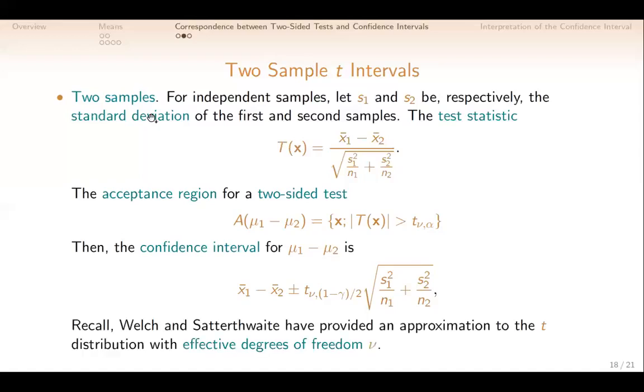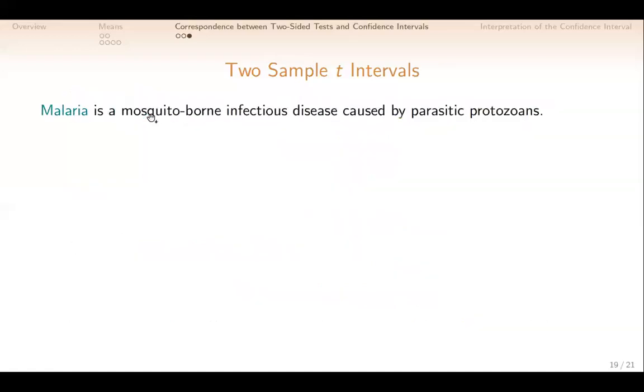Now recall that that statistic does not have exactly the t distribution, but Welch and Satterthwaite provided an approximation to the t distribution, and out of that they gave you an effective number of degrees of freedom, which has a complicated formula. And so that's what we typically use.